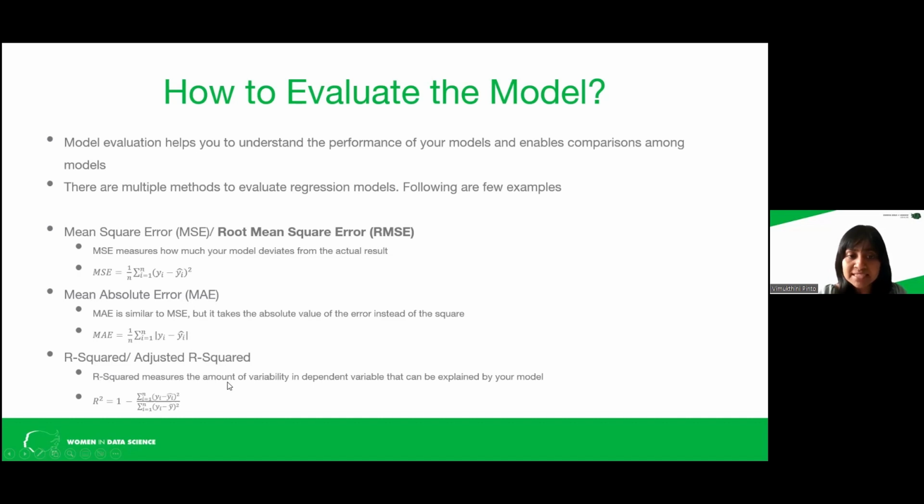And there's R squared and adjusted R squared that we usually use. R squared measures the amount of variability that is explained by your model, and the equation for R squared is here. When it comes to adjusted R squared, it penalizes when you have a large number of variables. Sometimes you don't really need all those variables to predict it, and adjusted R squared penalizes these unnecessary variables. So these are a few evaluation methods, and I'll move back to Colab and show you how to implement that.